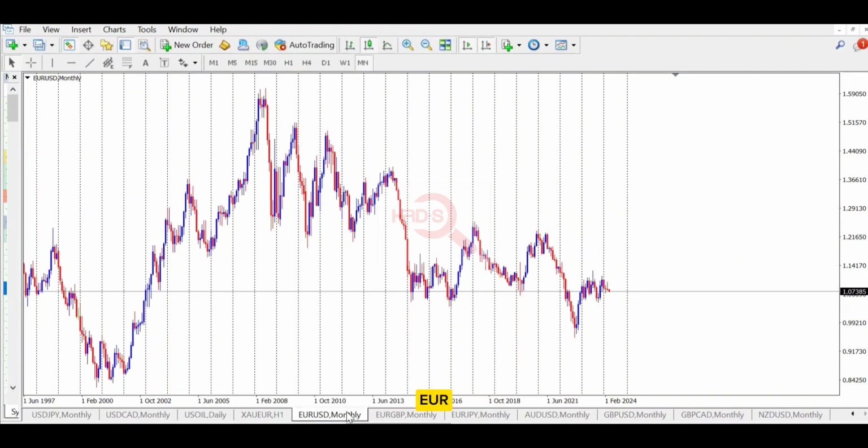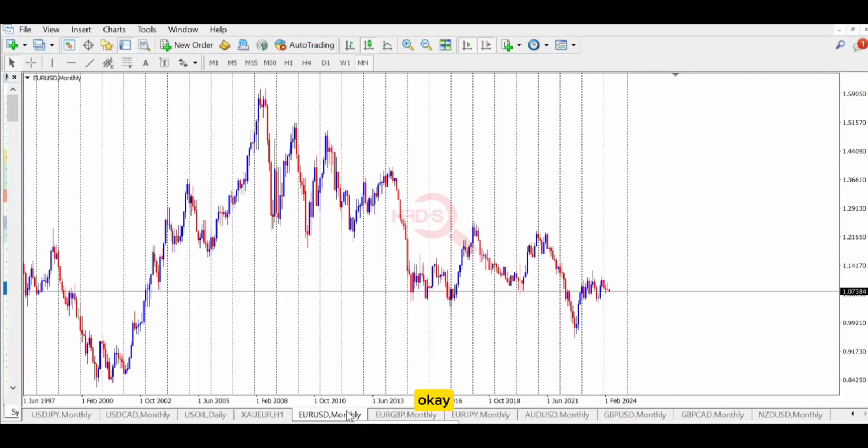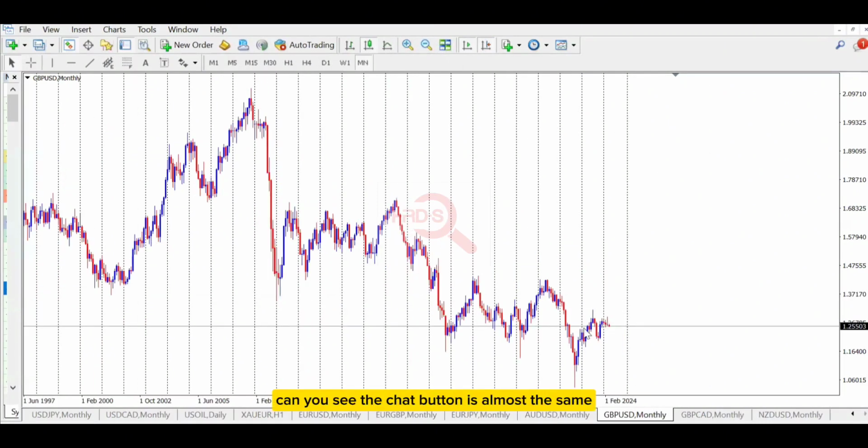Now, let's also look at Euro USD in correlation with GBP USD. Okay, this is Euro USD, as we can see. Then let me click on GBP USD. Okay, can you see? The chart pattern is almost the same, if not exact. So when you are trading GBP USD and Euro USD, just know that there is no portfolio diversification. You are doing almost the same thing, because when GBP USD is buying, Euro USD will also be buying. When one is in a downtrend, the other one is also in a downtrend.